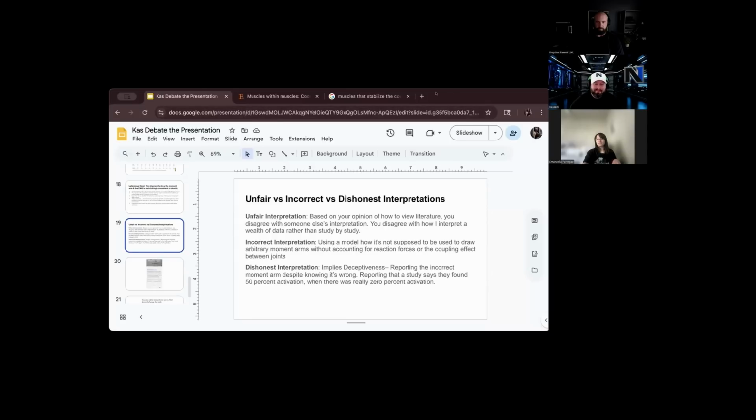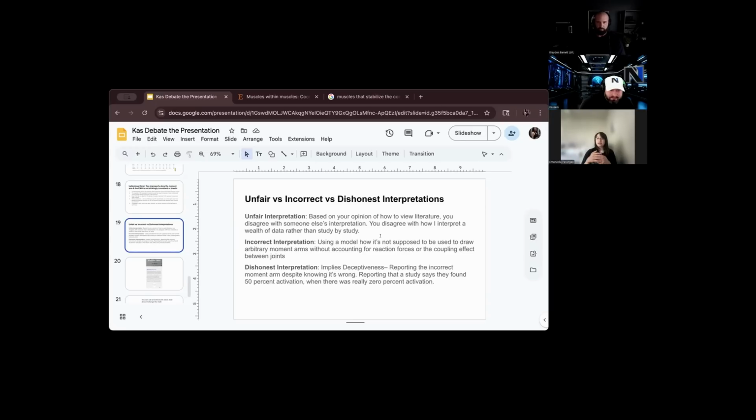Oh, hold up. Before you play a clip, I have a little slide that I prepared just for you. Okay. There is a difference between unfair, incorrect, and dishonest interpretations. An unfair interpretation is based on your opinion of how you view the literature. You disagree with someone else's interpretation.